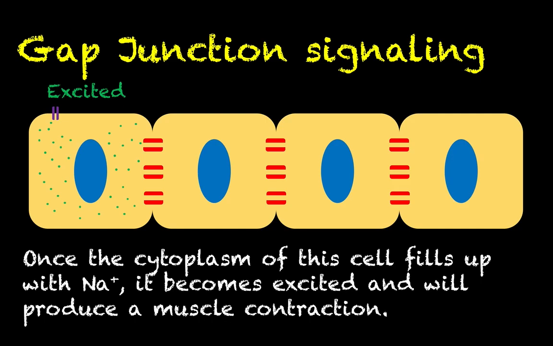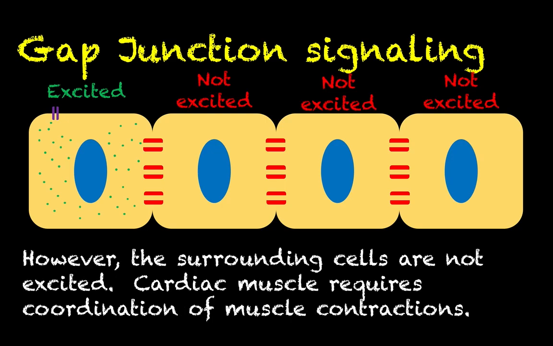So what you'll notice, though, is that the cell on the far left has gotten excited because it's got all this sodium inside it now, but as of right now, the other three cells are not excited. So this would cause this cell on the far left to produce a contraction, but these three cells to the right of it are going to stay relaxed because they are not excited yet.